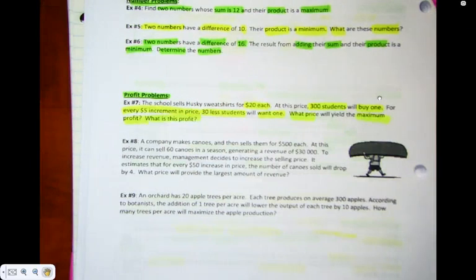Why is this called profit problems? Because we're selling stuff, making money off of it.